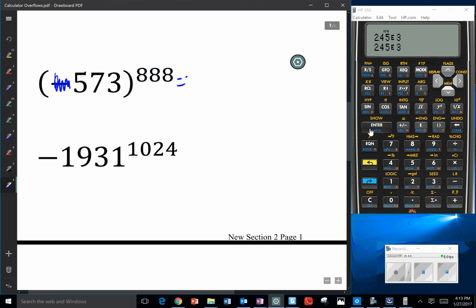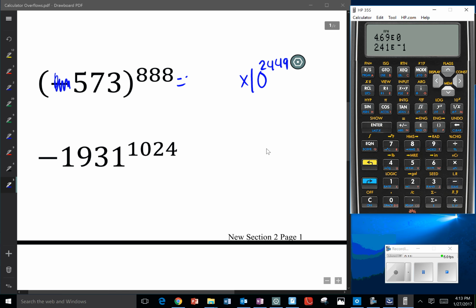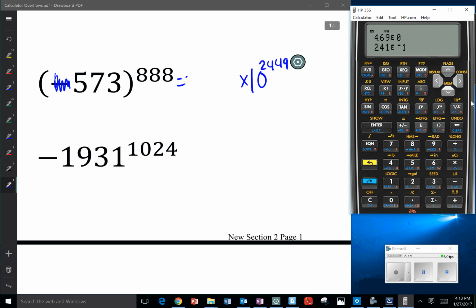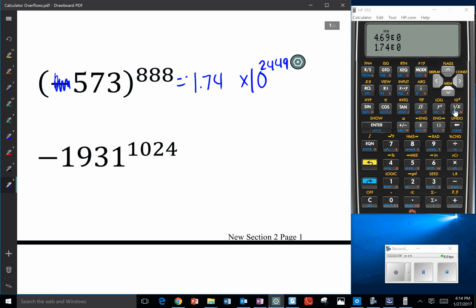So this equals 10 to the 2,449, right? Get rid of the 2,449. So 2,449 minus, now what do I have left? Just a decimal. At the beginning of the problem I logged, so at the end of the problem I 10 to the x. So 10 to the x, and I get 1.74. Now one more time, look at that number. Is the power 0? Yes. Good. That's the way I want to do this problem.